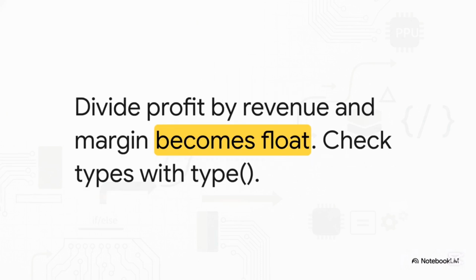But it gets even smarter. Watch what happens when we do some math. Let's say profit and revenue are both integers. The exact moment we divide them to calculate our margin, Python automatically converts that margin variable into a float, which is just a decimal number. It handles that conversion instantly, right behind the scenes, so your program doesn't crash from a random type mismatch. And hey, if you ever lose track of what type of data you're actually working with, the type function is your absolute best friend. It is a total lifesaver for constant debugging.